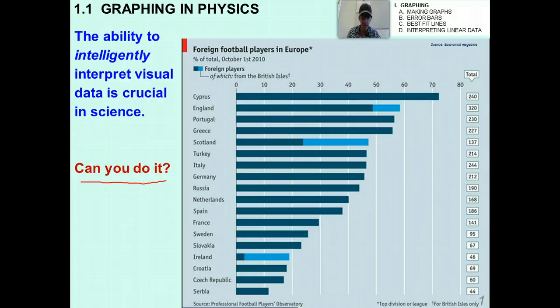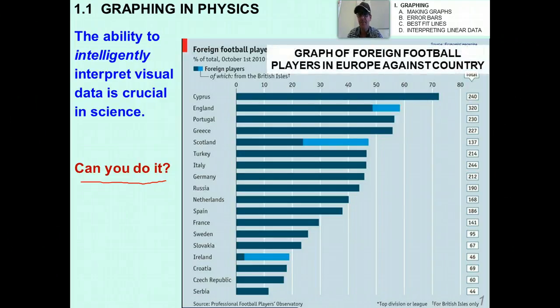All right, so if you take a look at this particular graph here, you have to also think about what is the difference between a graph and a chart. Is this a chart or a graph? Well, it depends how you look at it. In some cases, it's very hard to really tell the difference. I'm calling this a graph of foreign footballers in Europe against the country. Now, remember that when you have a graph title, the first variable is the independent variable, and the second is the dependent. So you can think about it as a graph that's skewed on the side. Now, it's not super scientific because country is not really a quantitative variable, right?